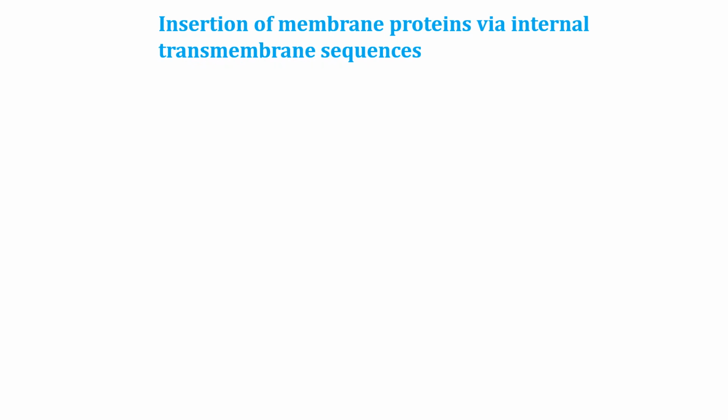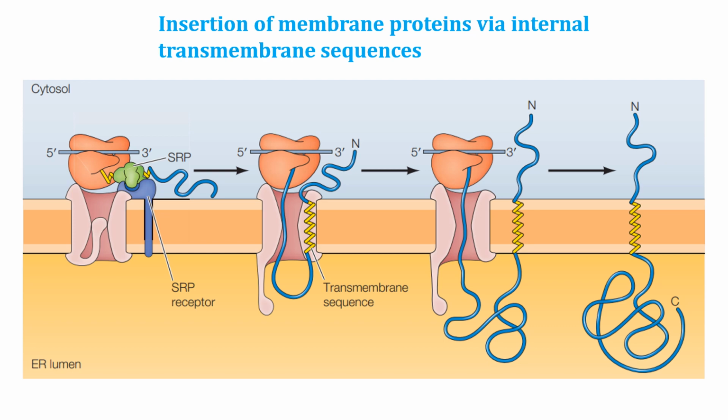So, the insertion of membrane proteins via internal transmembrane sequences. Importantly, such internal transmembrane sequences can be oriented so as to direct the translocation of either the amino or carboxy terminus of the polypeptide chain across the membrane. So in this figure, you can see the SRP, signal recognition particle, the ribosome, and the SRP receptor, which are present at the ER.